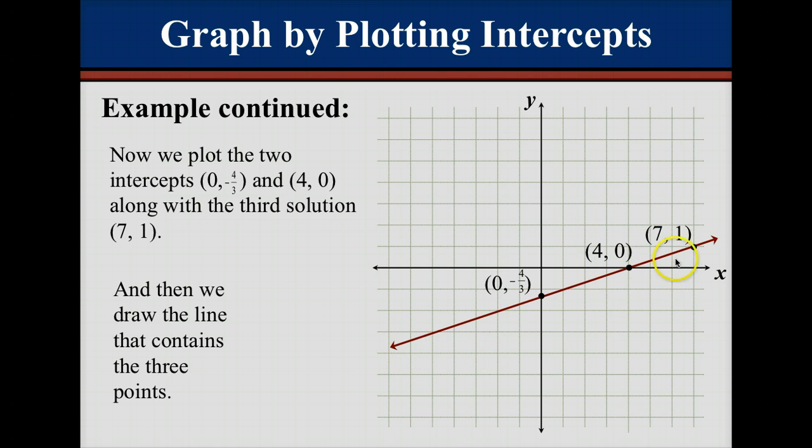Something I've noticed is that a lot of my students fail to put the arrows on each end of their lines. The line continues on in both directions, so it'll be incorrect if you show that it ends at one of these points. So make sure you put the arrows, indicating that it continues on.